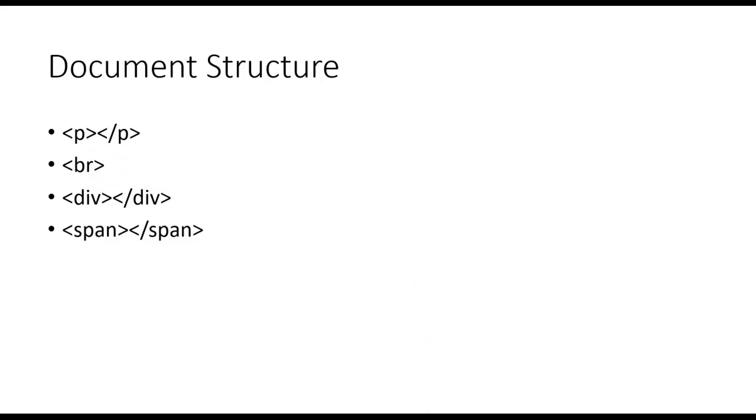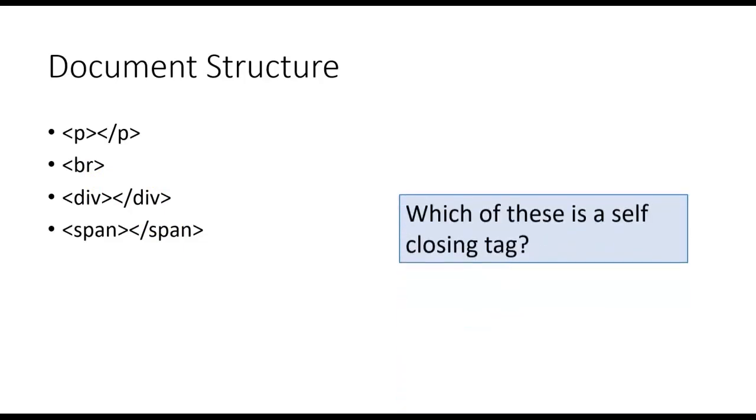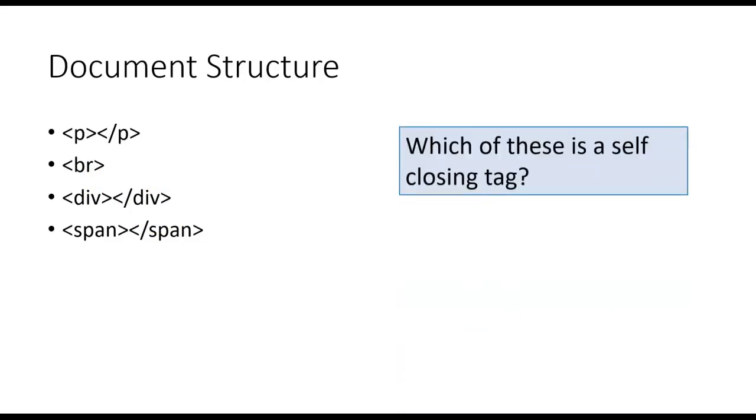But before I go any further at all, let me ask you a question. Which of these four tags is a self-closing tag? What do you think? That was my drum roll sound. The drum roll is of course, the break tag. The break tag is a self-closing tag. Why? Because it has no closing, complementing second part.